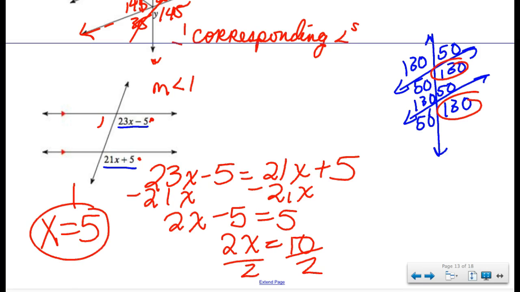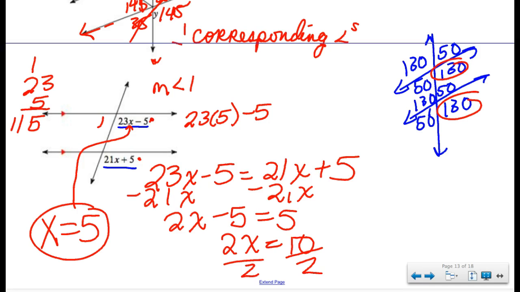So what I'm going to do up here is find the measure of the angle next to it. The angle next to it is 23 times 5 minus 5. So let's take a look at what 23 times 5 is. 5, carry the 1, 115, minus 5 is 110 degrees. So this angle next door is 110 degrees. That means there are 4 other angles that are 110 degrees.